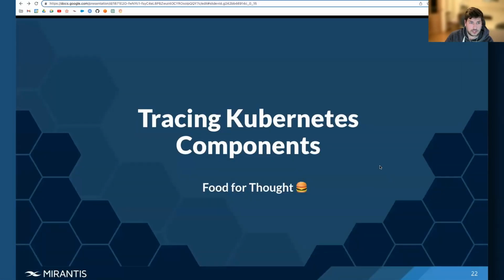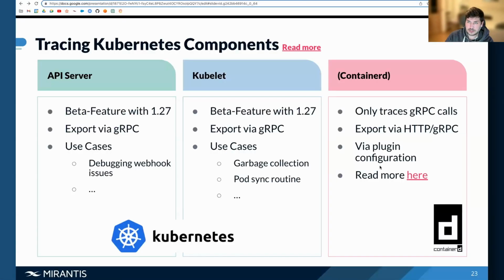Now, as we are already coming to the end, let's really briefly touch the tracing for Kubernetes components, which went beta in version 1.27. It only supports export via gRPC for the Kubernetes components like API server and kubelet. But if you're using Containerd underneath, you can also use gRPC there.